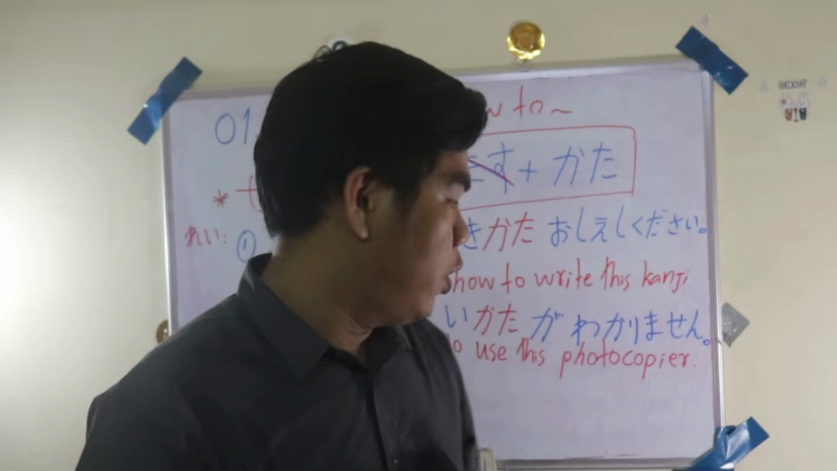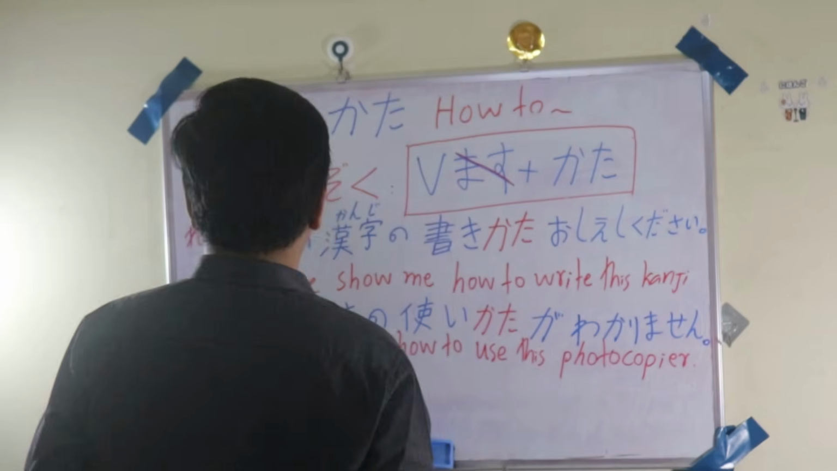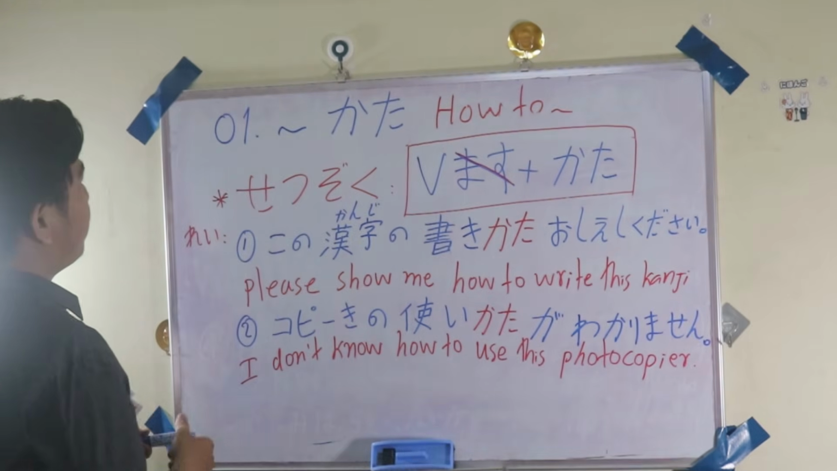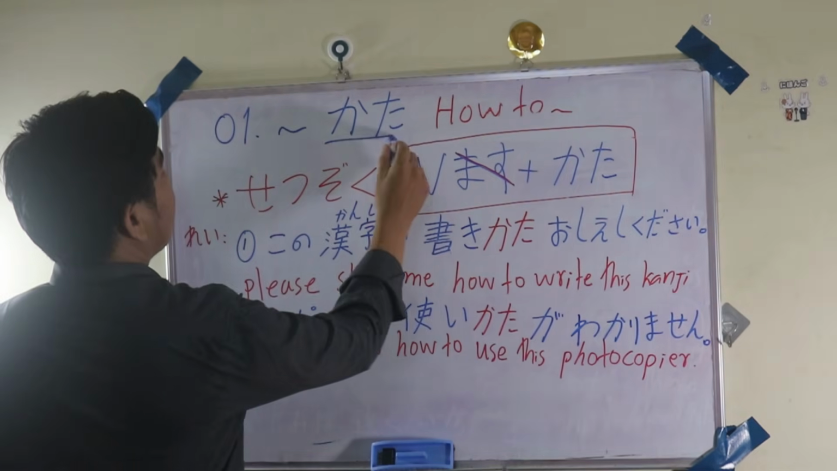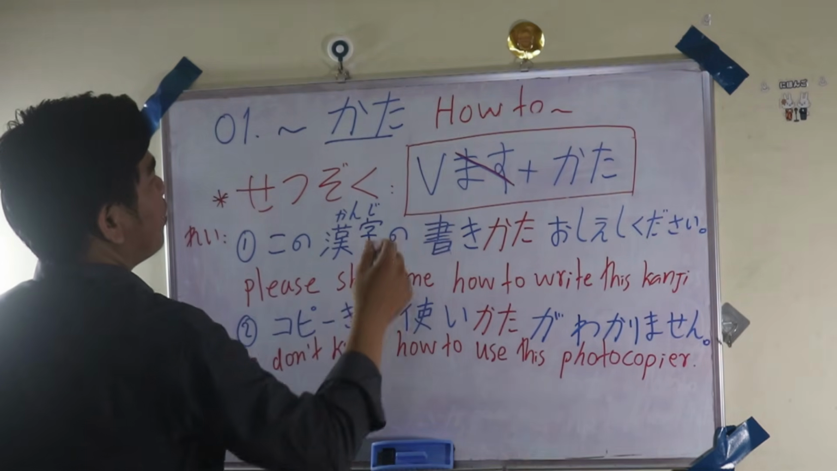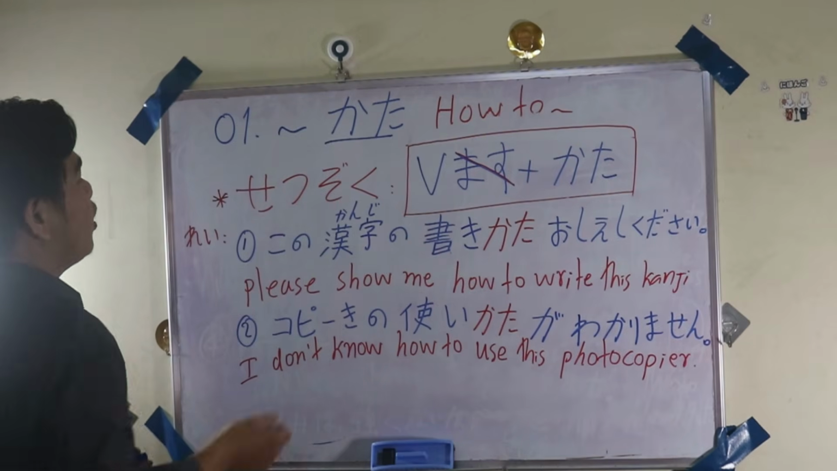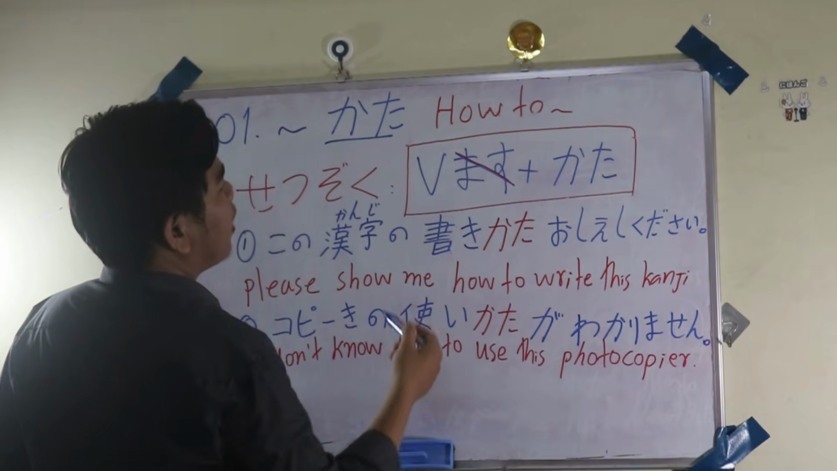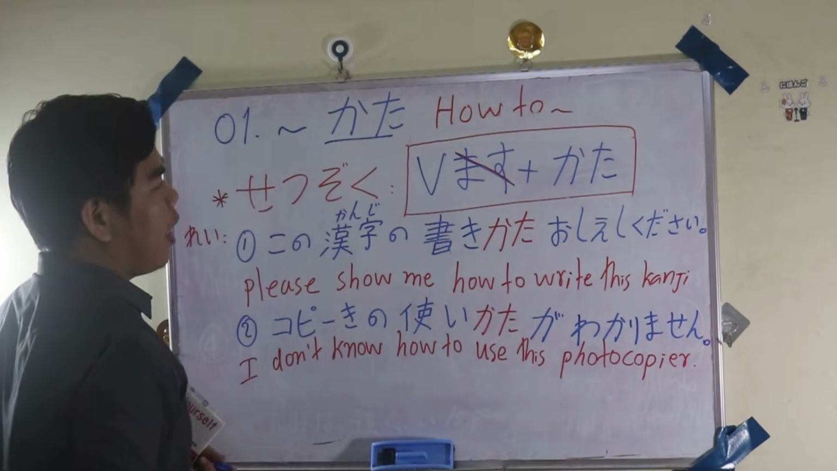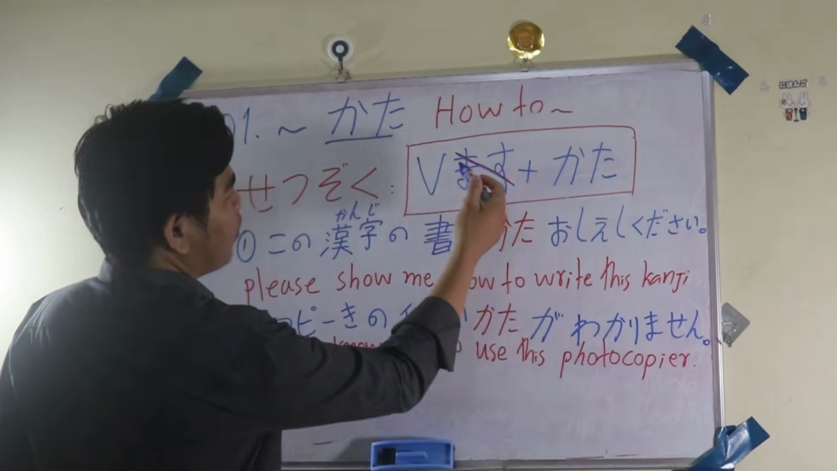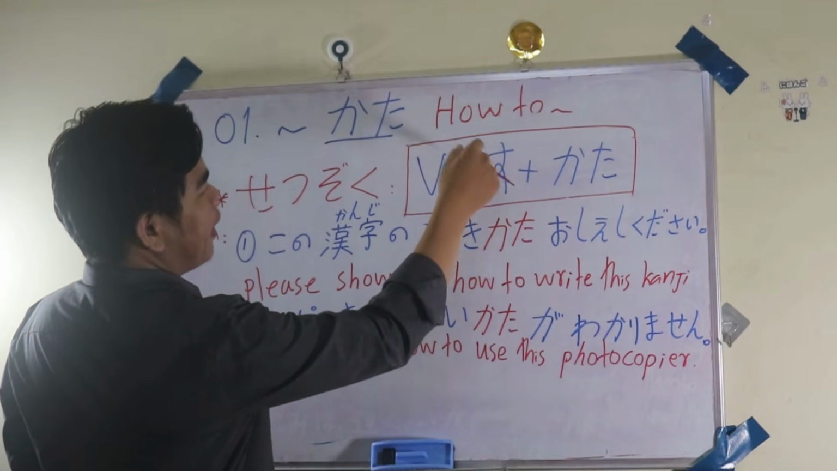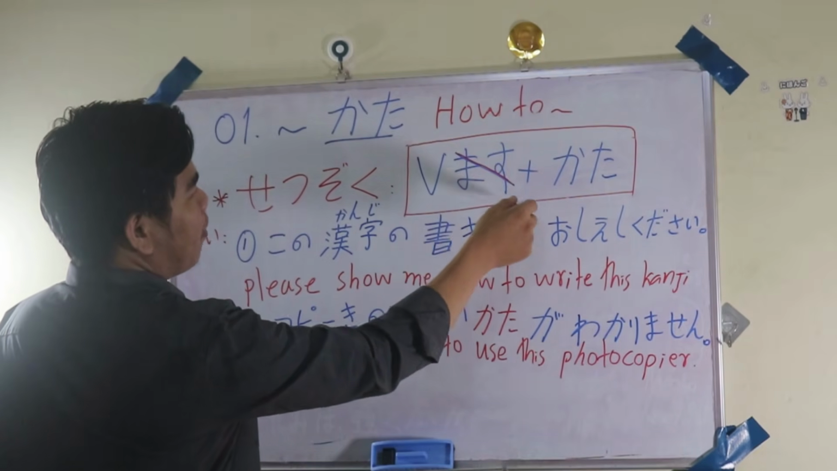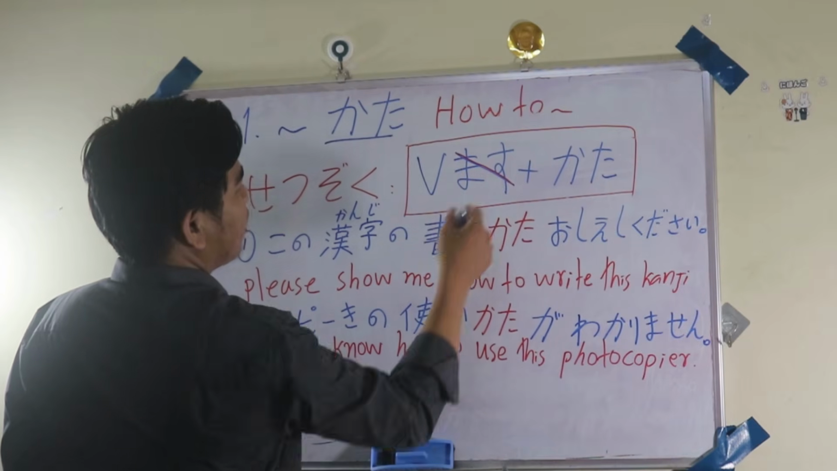Okay, so let's look together. This video talks about the kata. Kata in English means how to. The connection is verb masu plus kata. Verb masu plus kata. So you delete masu, which means plus kata.